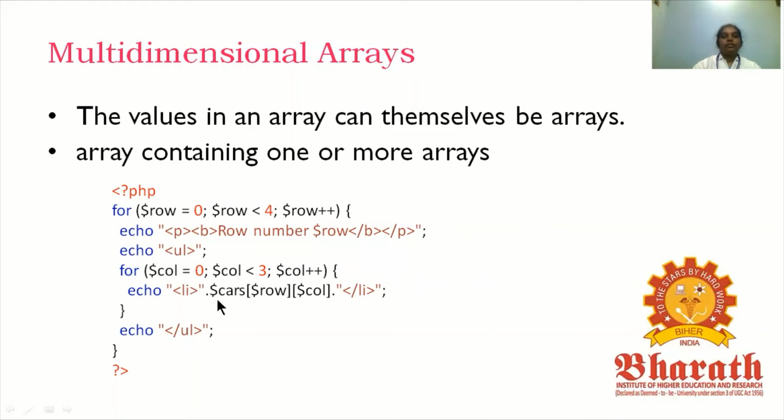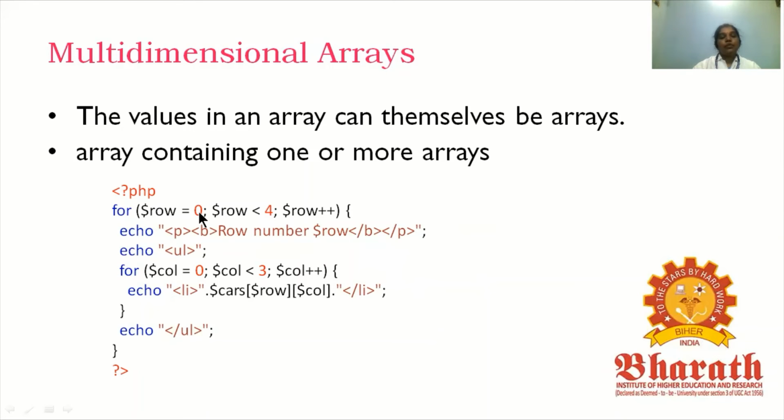See here $cars. Cars is the array name. See the index given: one index is used for the row and the other is used for the column. So two indexes are used in this example. See the first for loop, which is used for the row.